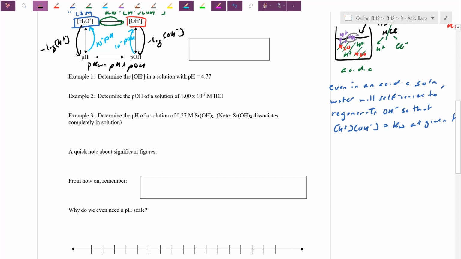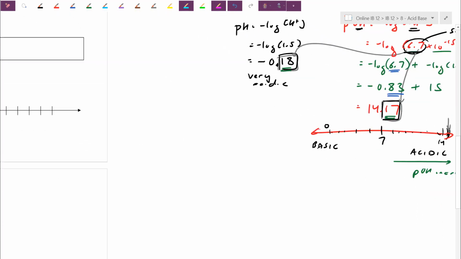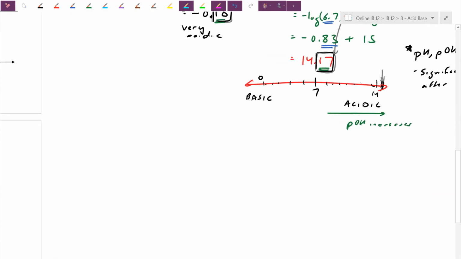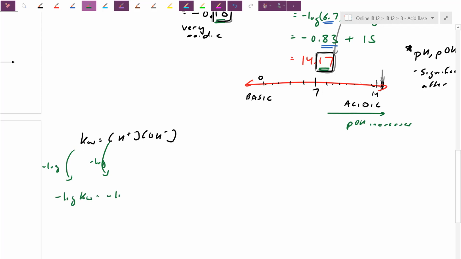Okay. So let me just show you that there. You don't need to reprove this to me every time, but I'm just going to do it once for you here. Essentially, if you take a look at the Kw expression, Kw was supposed to be H plus times OH minus. Water will self-ionize. It's going to replenish some H plus and OH minus. What if I took negative logs of both sides? So that's the operation. Take the negative log on one side. Negative log of Kw is going to be the negative log. I'll color code this for you here. Negative log of H plus times OH minus.